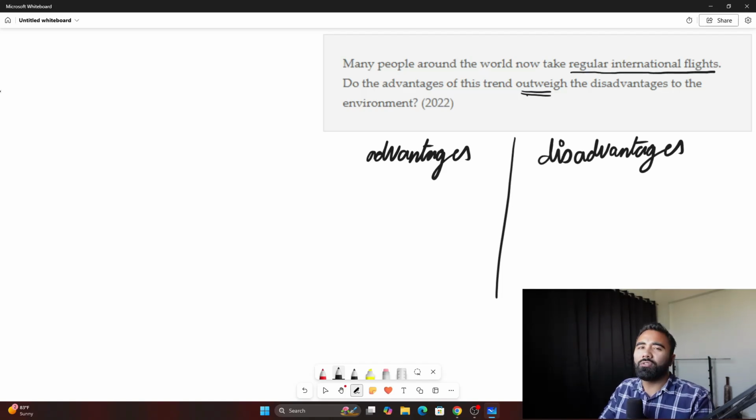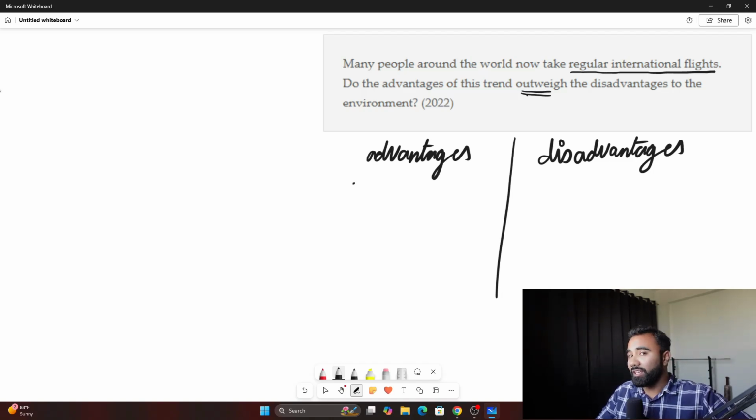You have to be a little bit smart when writing these sort of essays. Do not take your decision straight away on whether you think there are more advantages or disadvantages. First list down the advantages, look at how many advantages you can come up with, look at how many disadvantages you can come up with, and then towards the end make that decision which one outweighs the other.